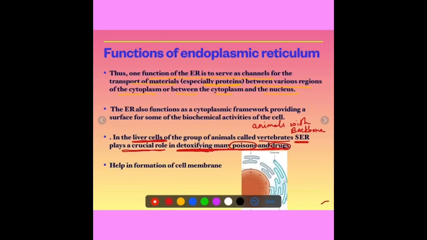And of course, the last function is formation of cell membrane. What is that process called? It is called membrane biogenesis. So, let us look at this. This is the endoplasmic reticulum. You can see here, this is the rough one and this is the smooth one.